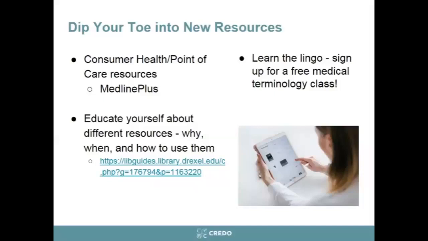When I first started working as a health sciences librarian, I basically came out of meetings with lists of words that I had no idea what they meant. So eventually you learn it over time, right? It's like the lingo for anything else. So that's really a helpful thing if that's something that you have the ability to do.